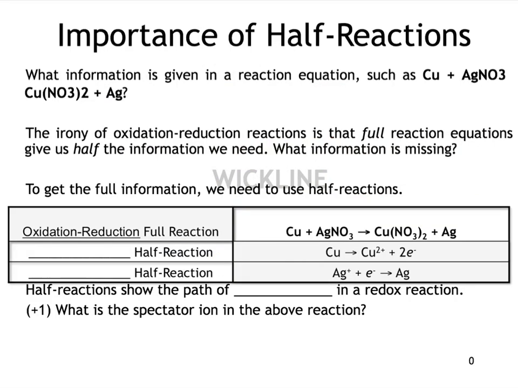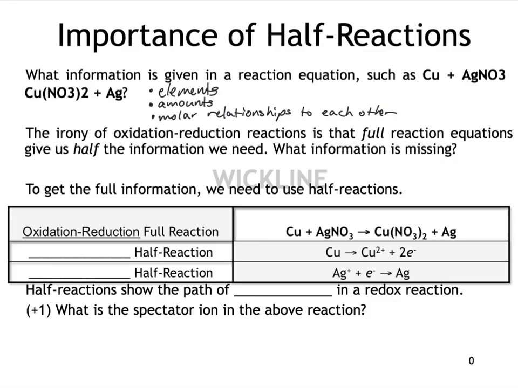All right, so there is a certain importance to a half reaction. Let's take a look at this full reaction to get some context. So what information is given in a reaction equation such as copper plus silver nitrate yields copper nitrate and silver? You get information about the elements involved, but also their amounts and their molar relationships to each other. But what they don't show is anything about electrons.